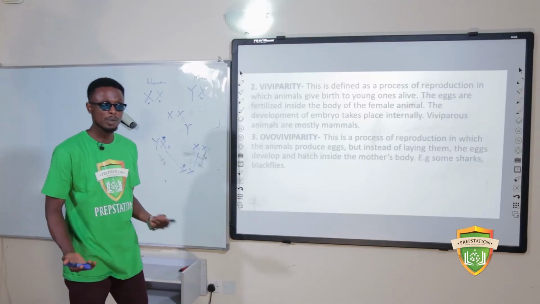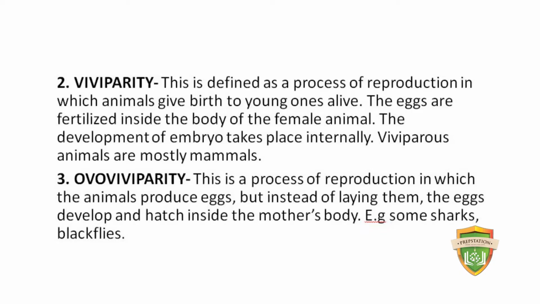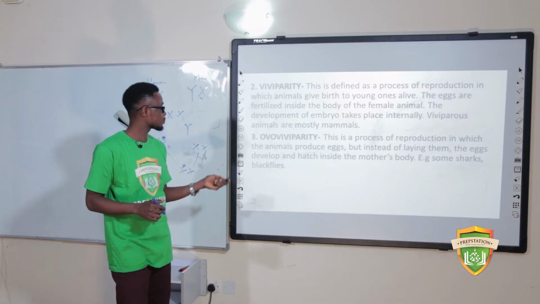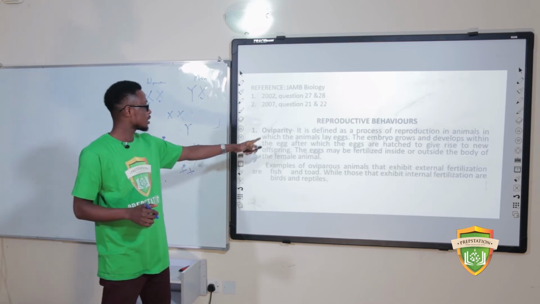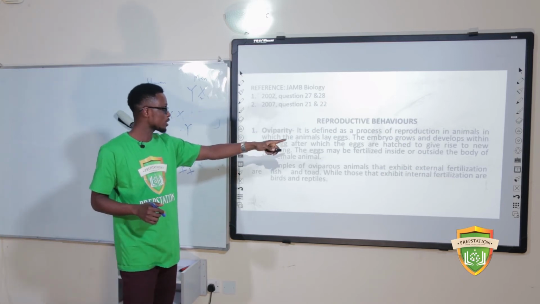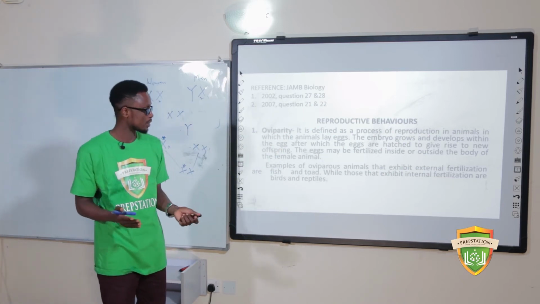Now, the next one, number two, viviparity. This one is common among mammals. Now, this is defined as presence of reproduction in which animals give birth to young ones alive. The eggs are fertilized inside the body of the female animal. The development of embryo takes place internally. While for oviparity, the development of embryo takes place within the egg.